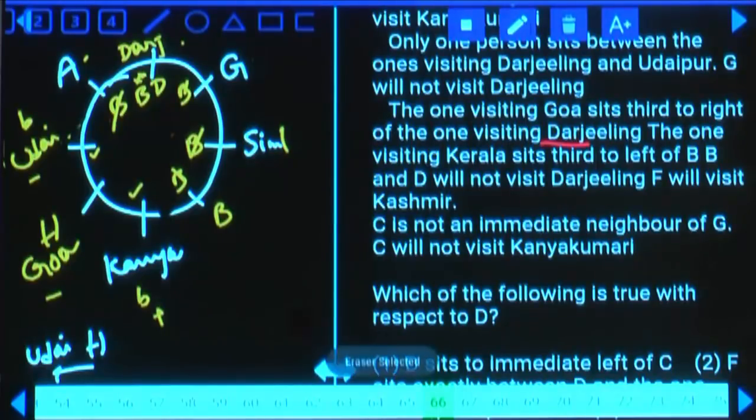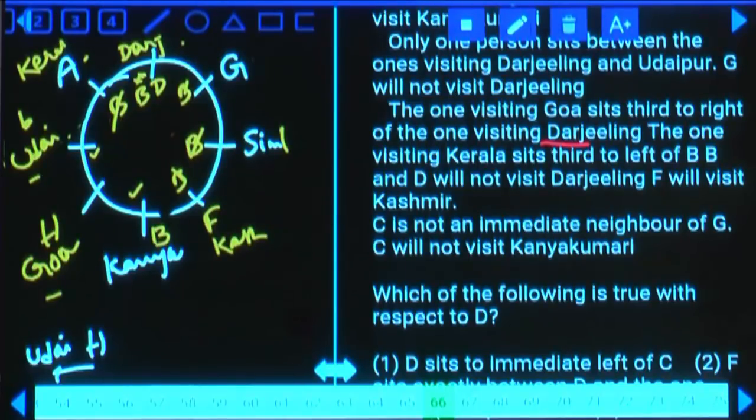Sorry, it's not B. B cannot be here. F is here, and F is here. F is Kashmir. If F is Kashmir, then B must be at this place, isn't it? If B is at this place, then this person must be Kerala. Are you following this one or not?